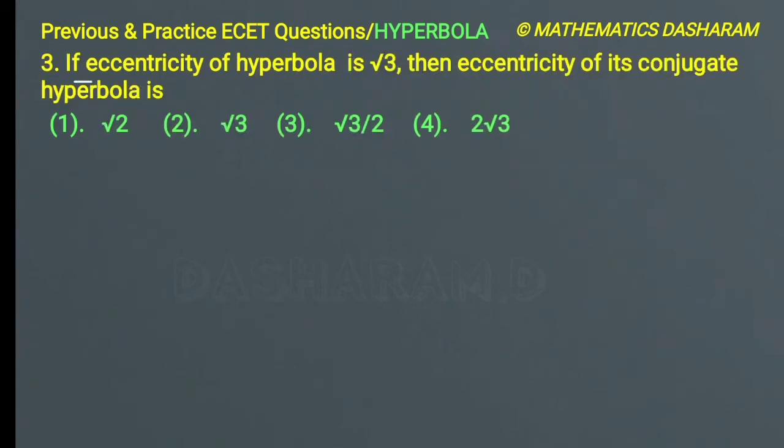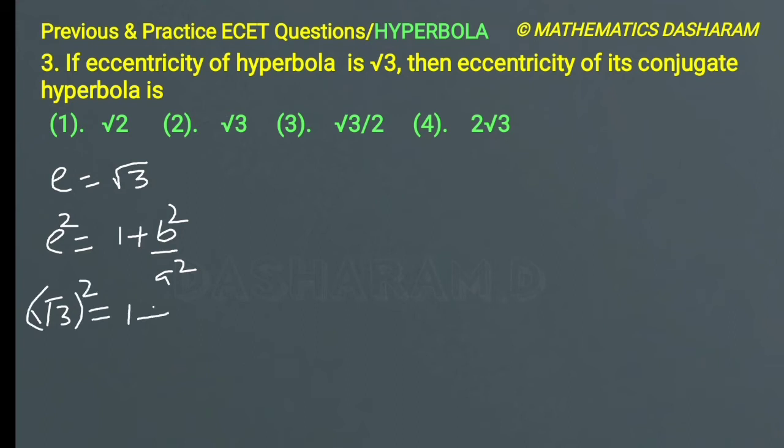Third question, if the eccentricity of a hyperbola is root 3, then the eccentricity of its conjugate hyperbola is what? So e equals root 3 is given, but the eccentricity formula of the hyperbola is e square equals 1 plus b square divided by a square. Then (root 3) whole square equals 1 plus b square divided by a square.